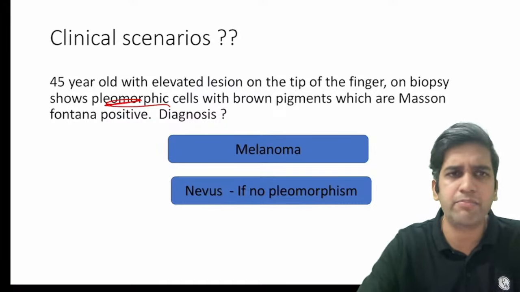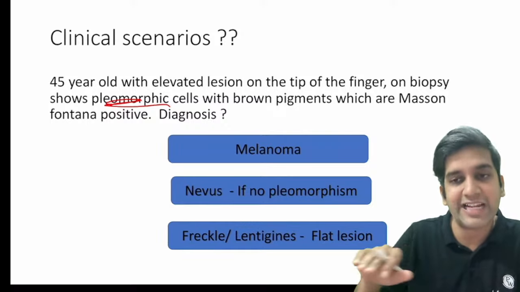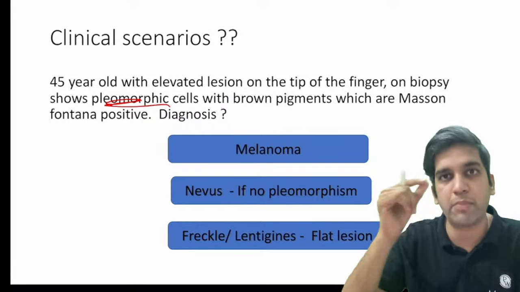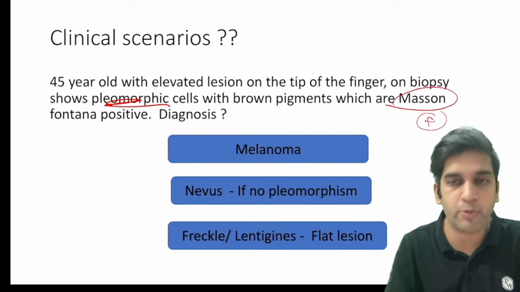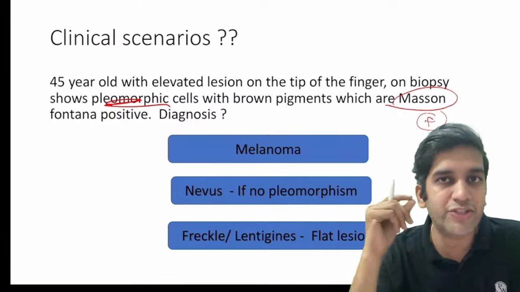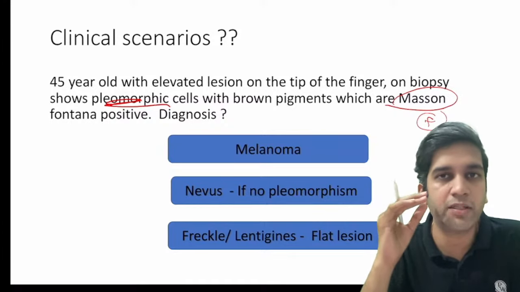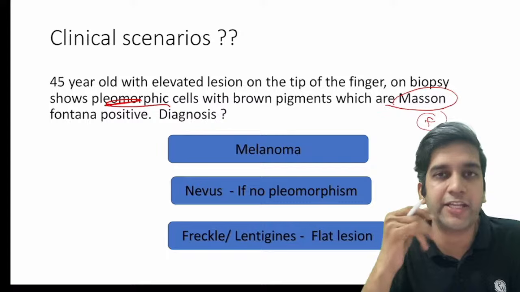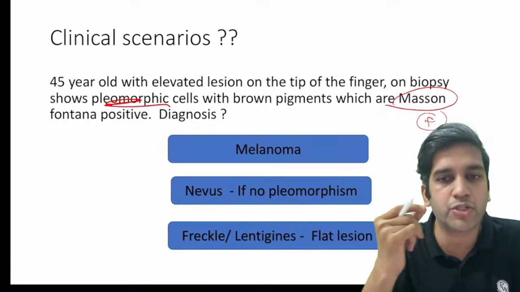It also can be an elevated lesion. It's nothing but a mole, right? If it's a completely flat lesion, it's not elevated, it's not a bump, then it's a freckle or lentigo, right? For all of them it will be Masson-Fontana positive because all of them are pigmented lesions. Let's say I change the history: a 28-year-old pregnant woman, there's discoloration in the cheek area. Skin biopsy shows melanin accumulation and Masson-Fontana positive. Diagnosis?